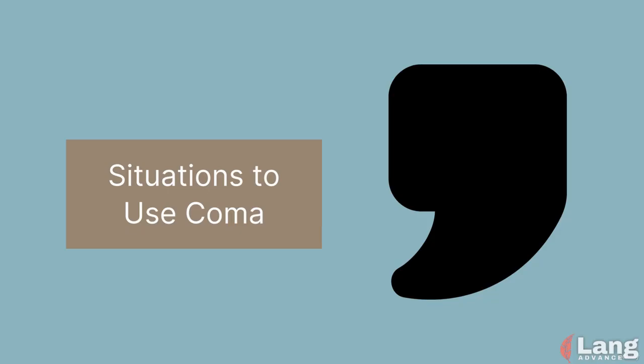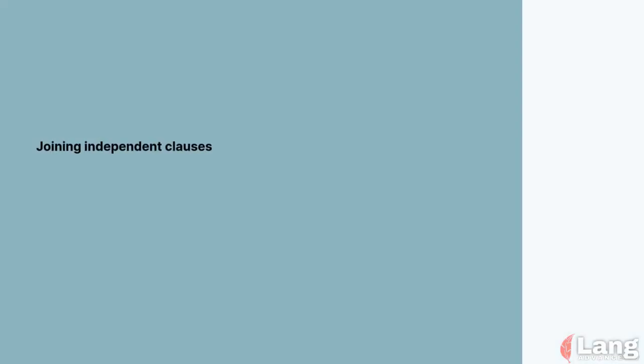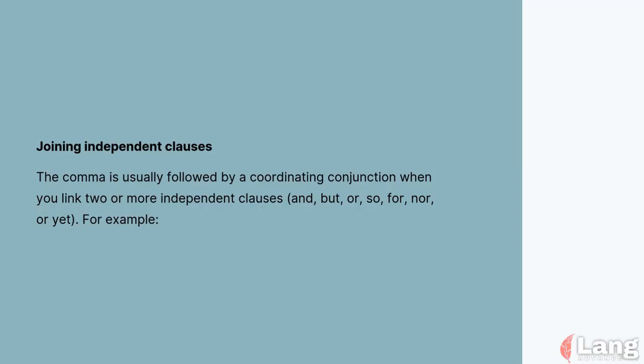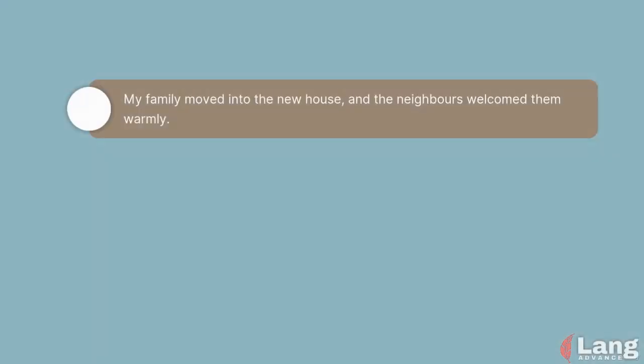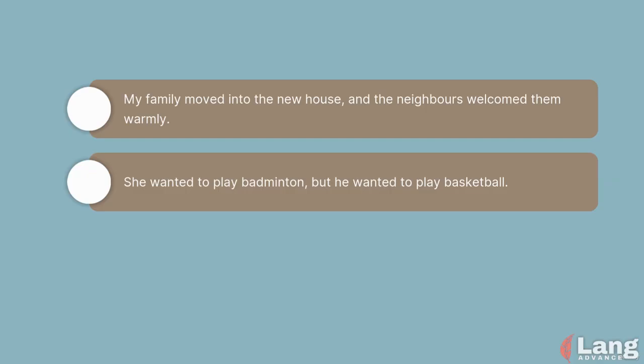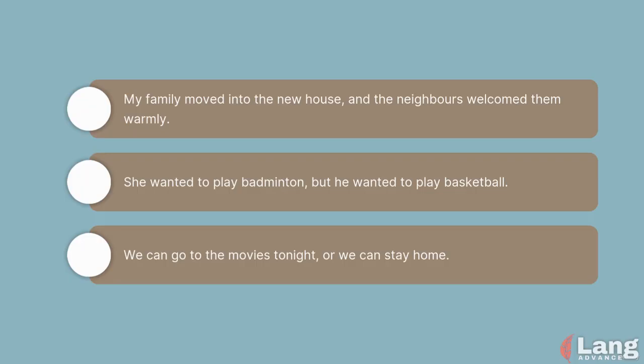Situation to use comma. Joining independent clauses. The comma is usually followed by a coordinating conjunction when you link two or more independent clauses: and, but, or, so, for, nor, or yet. For example, my family moved into the new house, and the neighbors welcomed them warmly. She wanted to play badminton, but he wanted to play basketball. We can go to the movies tonight, or we can stay home.